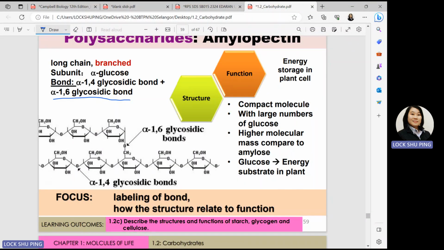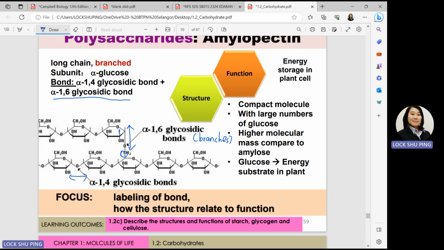If you look at the structure in detail, you're going to notice that not only is the alpha 1,4 glycosidic bond formed, but in some cases, the carbon number 6 can also form another glycosidic bond with other alpha glucose at carbon 1. This kind of bonding is called the alpha 1,6 glycosidic bond, and it is also the reason why the molecule is branched.